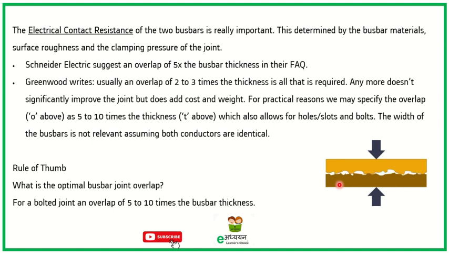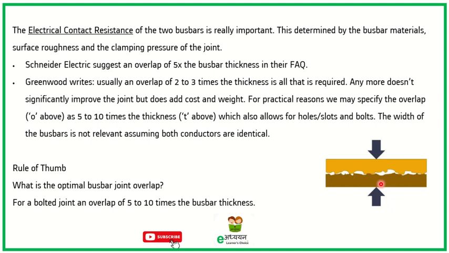For practical reasons we may specify the overlap as 5 to 10 times the thickness, which also allows for the holes and slots that we make for bolting these busbars. The width of the busbar is usually not relevant, assuming both conductors are identical. Earlier we haven't considered the area for holes and slots, but if we take 5 to 10 times the thickness, it will also accommodate the holes and slots.